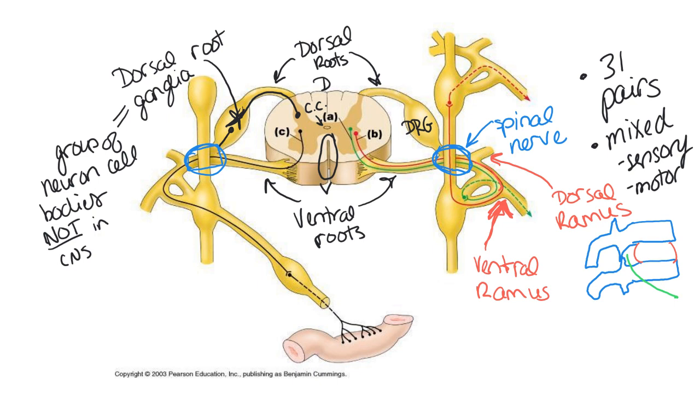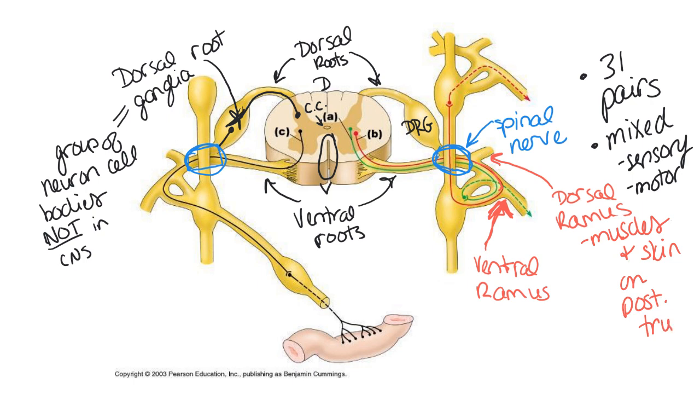So the dorsal ramus, I'm going to get rid of this picture on the side here, is going to go to the posterior trunk. So the muscles on the posterior trunk, the skin on the posterior trunk. So this is going to be my muscles and skin on the posterior trunk. It's basically our back, with trunk being the chest and abdomen area. So this will be on the back side.